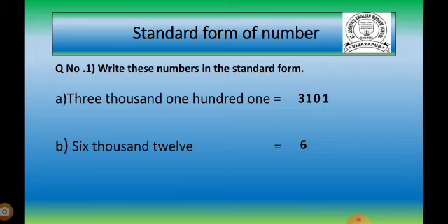Here there is no hundreds number. What will we do? We will put the 0. Now we have to write directly 12. Now we can read this number as 6012.